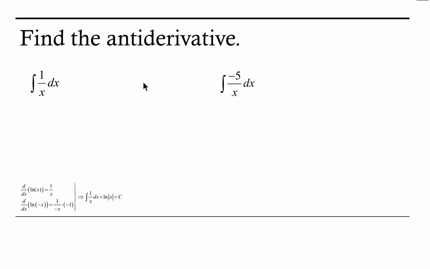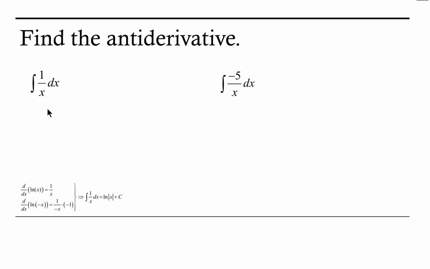Welcome! Let's take a look at finding the antiderivative of functions that are multiples of the function 1 over x. Notice our first example here is the antiderivative of 1 over x. Now, 1 over x can be misleading in terms of finding the antiderivative.